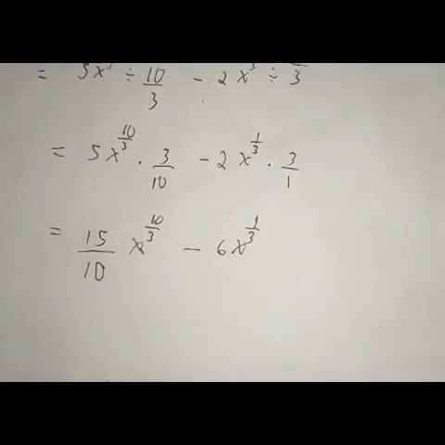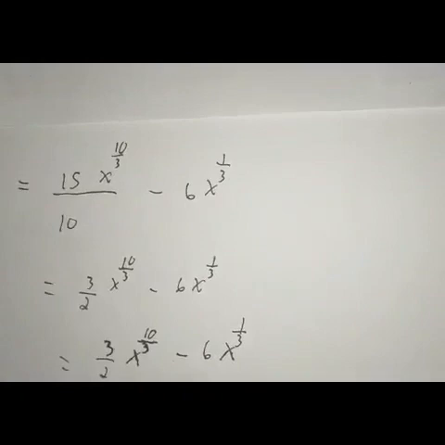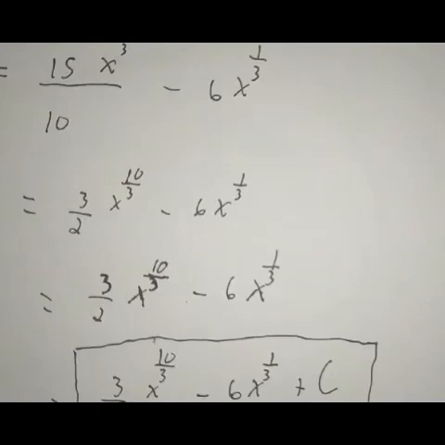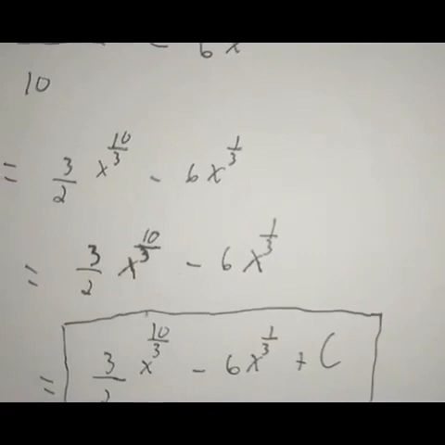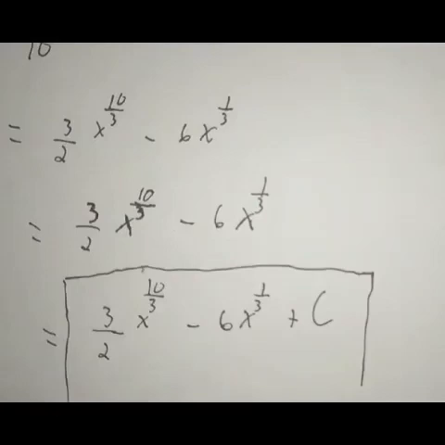After dividing them, the answer will be 3 over 2 x to the power of 10 over 3 negative 6x to the power of 1/3. They cannot be subtracted now because they do not have the same exponent. So, the final answer now is 3 over 2 x to the power of 10 over 3 negative 6x to the power of 1/3.